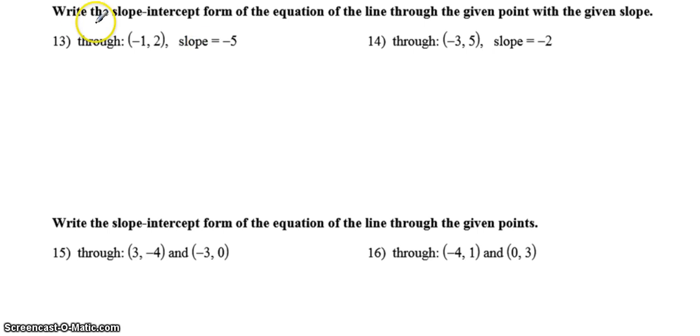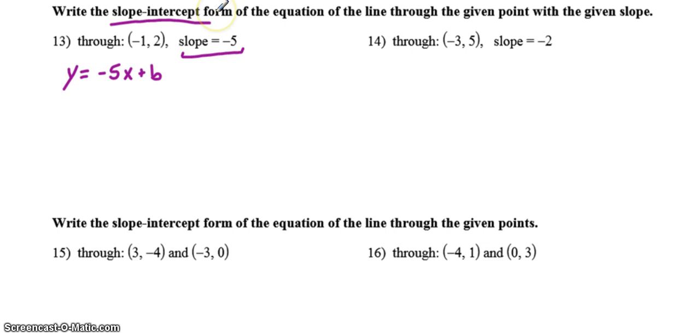The next two problems ask us to write the slope-intercept form of the equation, okay, so same as before, of the line through the given point with the given slope. Okay, so we're halfway there this time. They give us a slope, in the case of 13 it's negative 5, but they don't give us the y-intercept, so we're going to have to figure that out. Well, let's start by writing out the equation as best we know. So y equals, we know the slope is negative 5, x plus, now we don't know what the y-intercept is, right? They don't tell us, so I'll just write plus b for now.